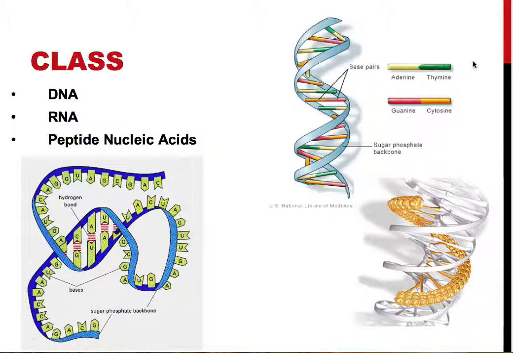This is a picture of DNA with a double helix and the base pairings in the middle. Bottom left is a picture of the RNA with the single strand and the different bases: uracil, adenine, cytosine, and guanine. And on the right is an example of a peptide bond.